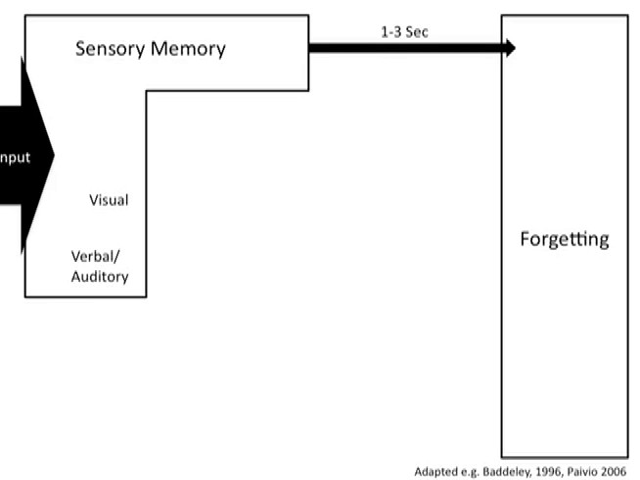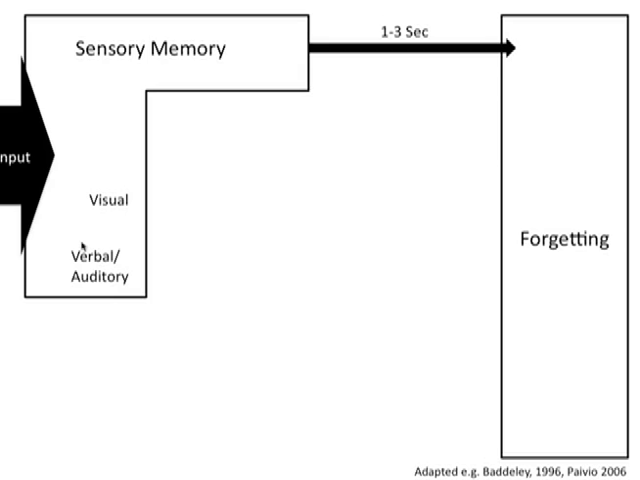And we call this the multi-store model of memory. It starts on the upper left-hand side, with inputs into what we call sensory memory. I've just chosen two sensory systems to list because they're the most common in an educational setting: visual, and verbal and auditory. It would also include taste, smell, touch, and a variety of other senses.